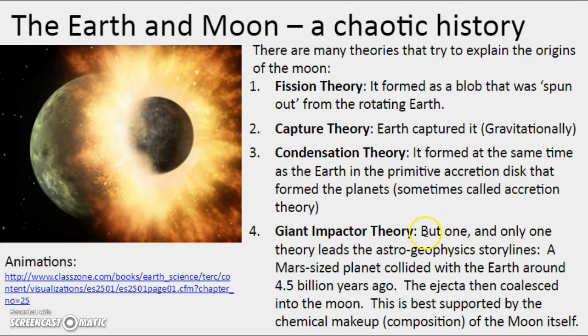But the giant impactor theory, this is the one and only theory that leads astrogeophysicists' storylines. A Mars-sized planet collided with the Earth about 4.5 billion years ago. And the ejecta, right, the material that blasted back out into space, then coalesced, right, it built upon itself into the moon. And this is best supported by the chemical makeup, the composition of the moon itself.